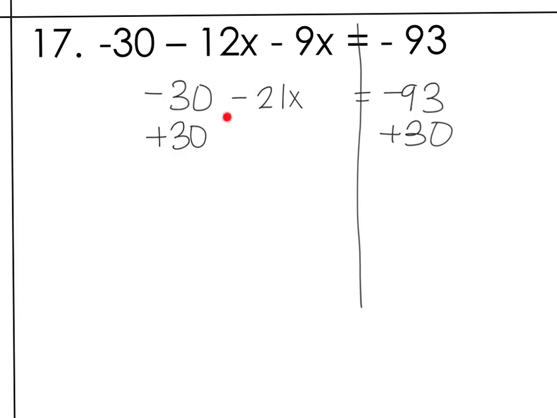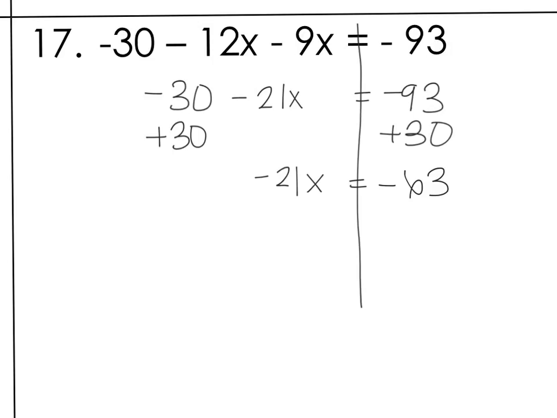This means that negative 21 is still hanging out with that x. Over on the right, again with your negatives, be very deliberate about this in your calculator. It's negative 93 plus 30, which would be negative 63. Ooh, I'm popping up all sorts of stuff. I don't know if you saw that or not.